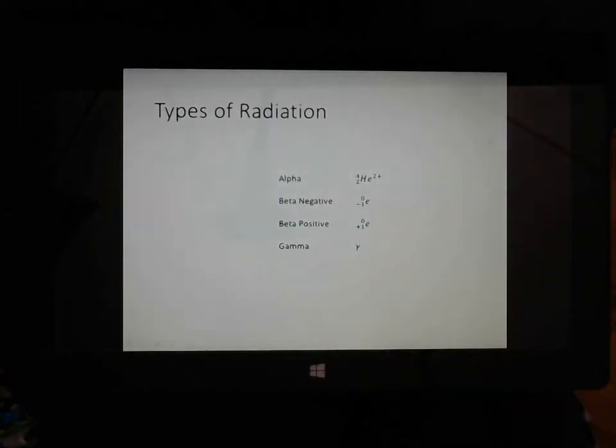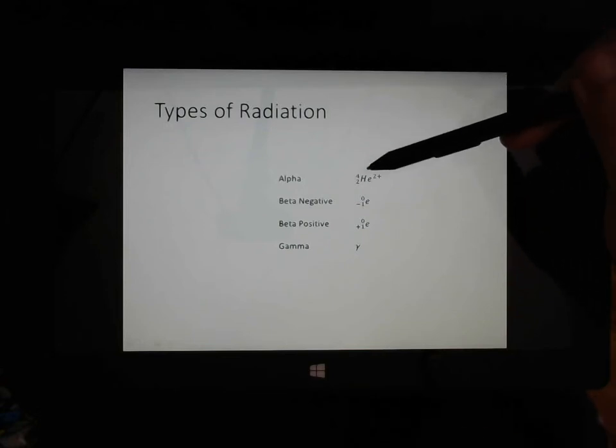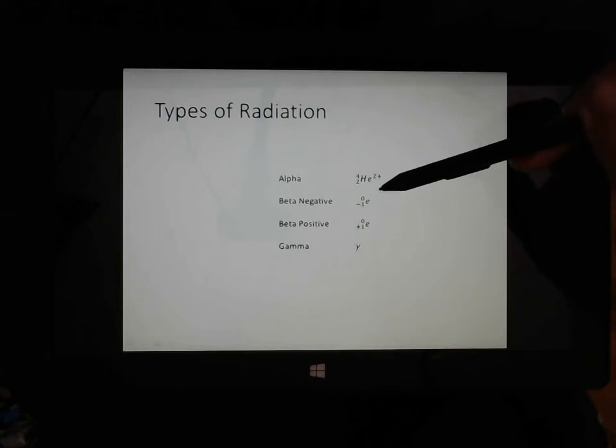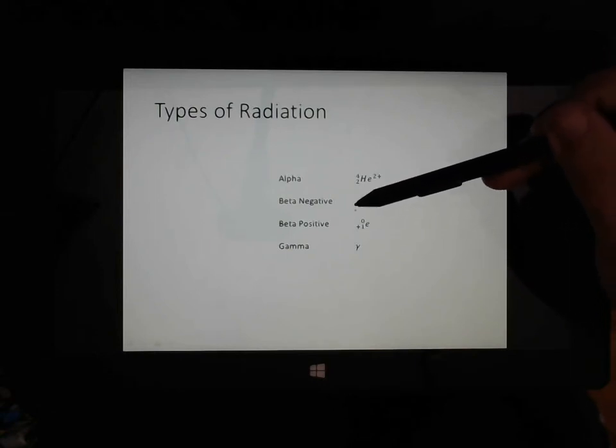Alright, so in our last video we looked at types of radiation and we have these four. These are the four symbols I will be using to represent each of these. These are the standards prescribed by our syllabus. Alpha radiation, remember, is a 4-2 plus 2 helium particle. Beta negative is an electron with a negative 1 down here.